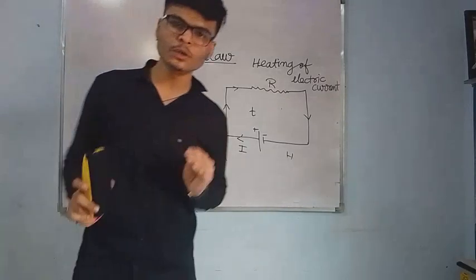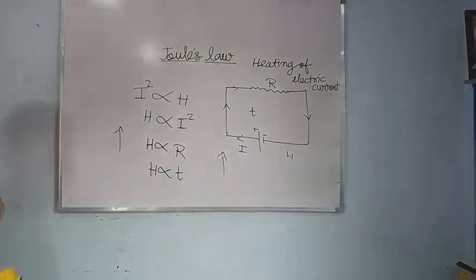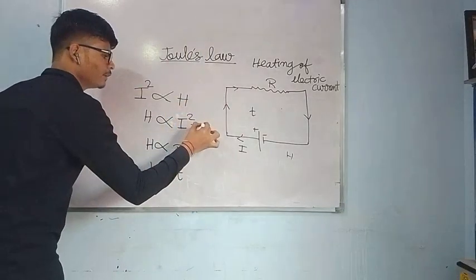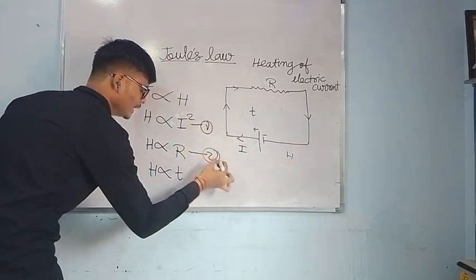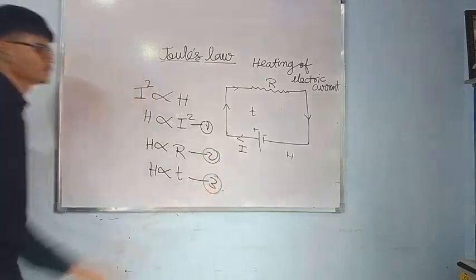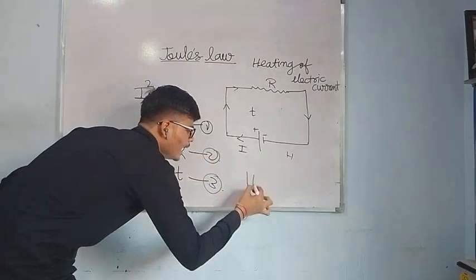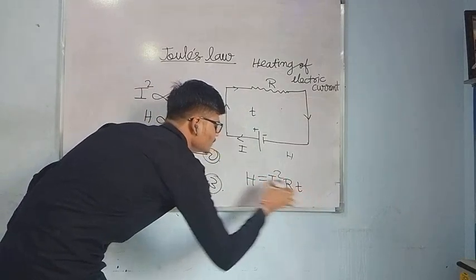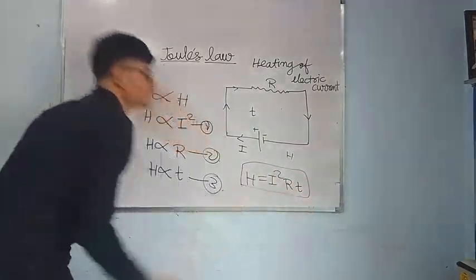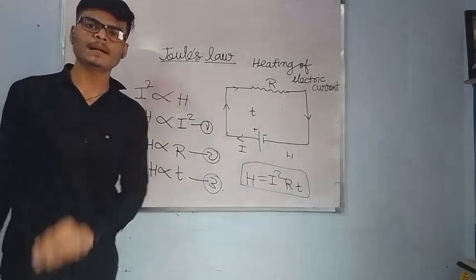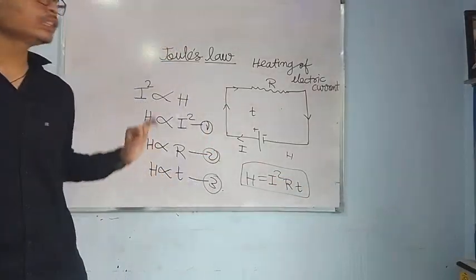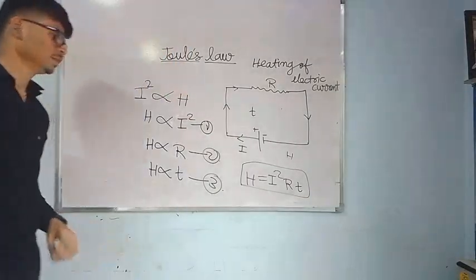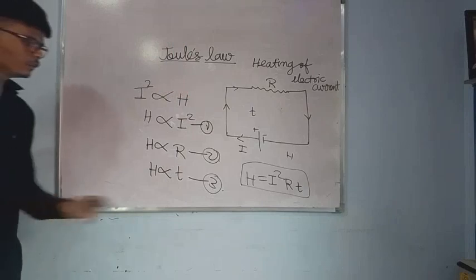Is it clear? Next, by combining equation number first, equation number second and equation number third, we will get H is equal to I square R times T. H is equal to I square RT. That's the basic expression for Joule's law of heating effect of electric current. So that's the value of heat.